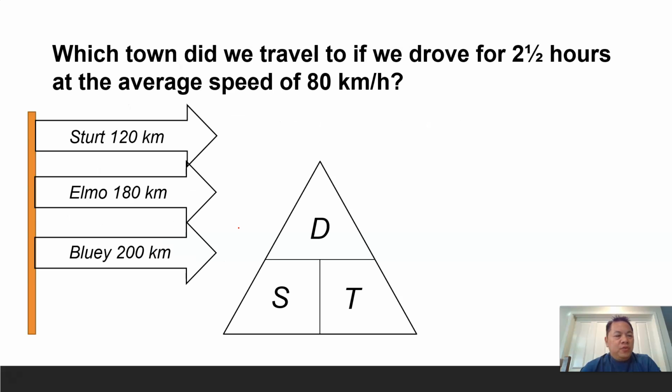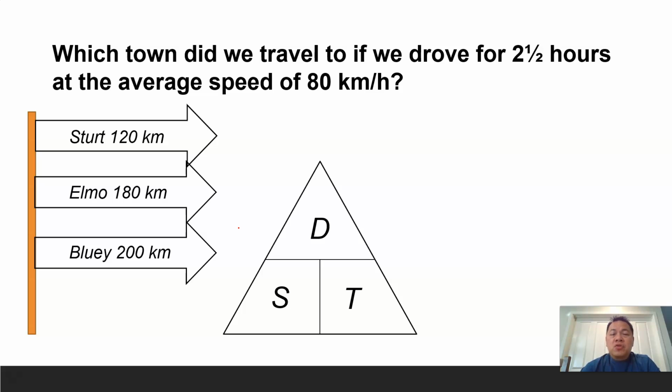So moving on to the question on page 62. You have a question asking, which town do you actually travel to if you drive for 2.5 hours at a speed of 80 kilometers per hour? It must be quite a long distance, isn't it? So there are three options given to you. Did you actually travel to Start, Elmo, or Bluey?